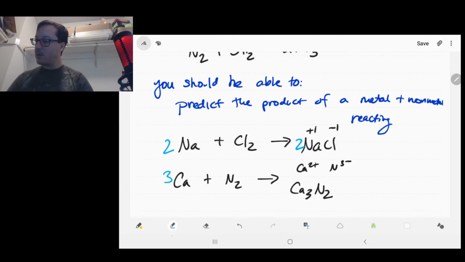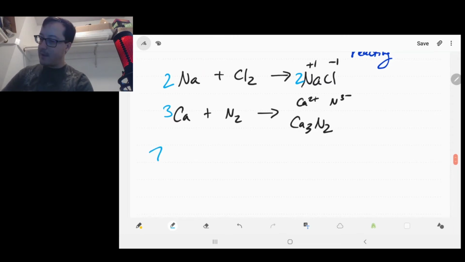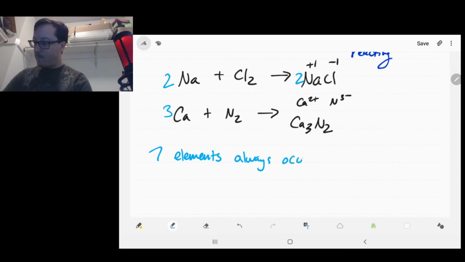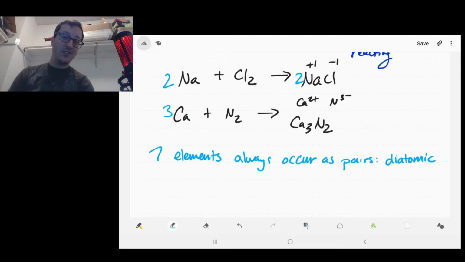Anything else about these? Oh, I should mention there are 7 elements that occur as pairs. These are called diatomic elements. That's why you see, for example, I have Cl2 and N2, and we had O2 before and H2. There are 7 elements that always occur in nature as pairs. They never occur as single atoms.